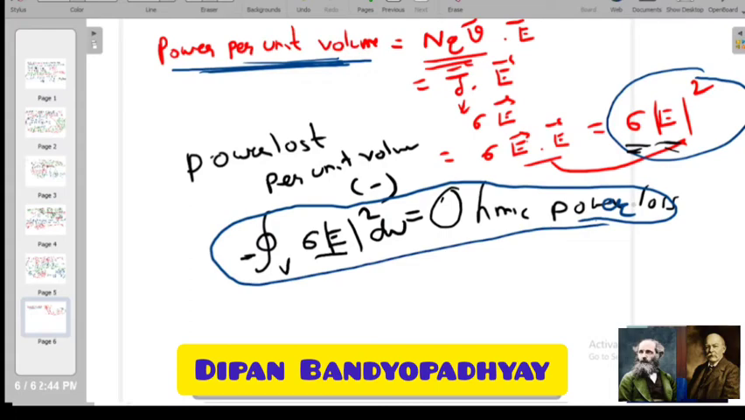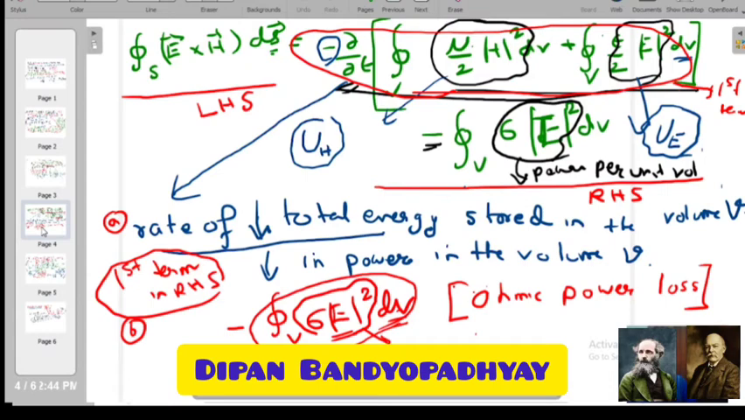So this A and B, what we have discussed, one is giving the rate of decrease of total energy stored in the volume V, that means the decreasing power in the volume V. This is also saying the ohmic power loss. So the right hand side is giving the power loss from the volume, that means A plus B, these two terms are giving us the power loss from the volume.